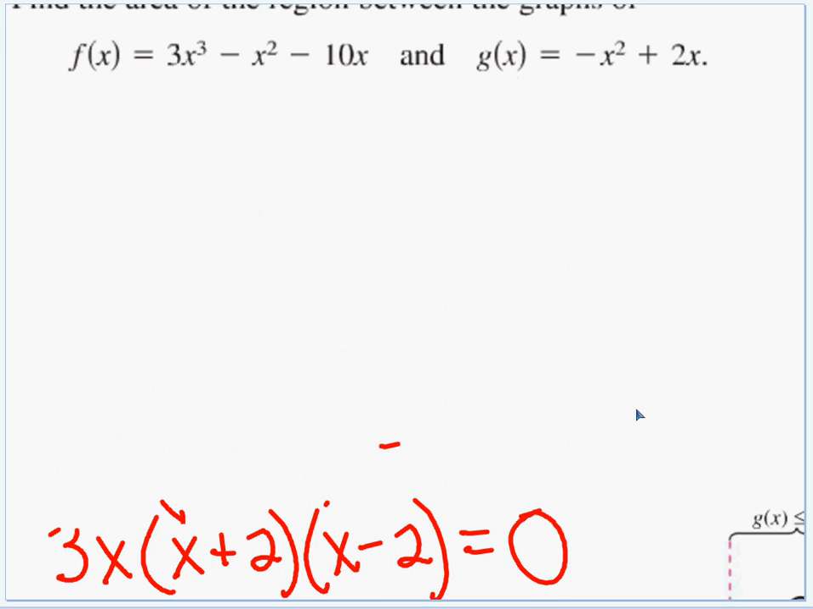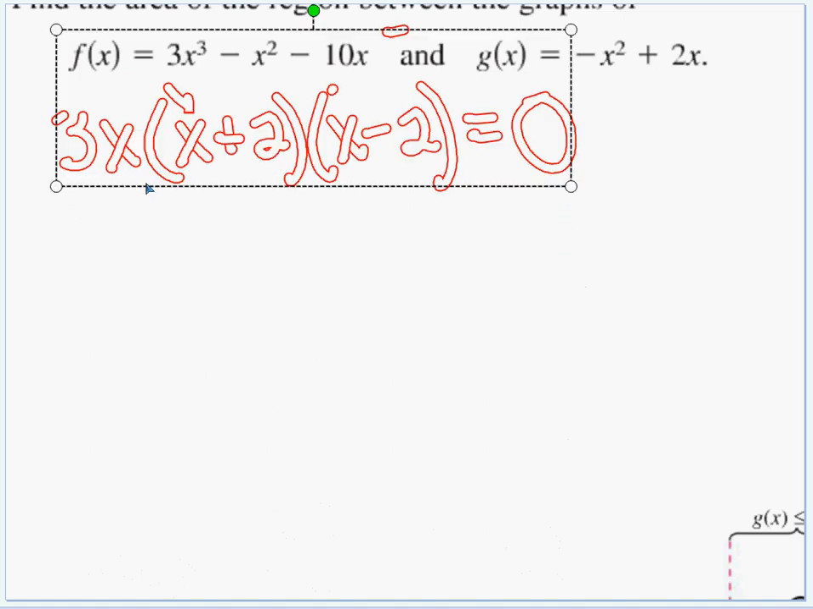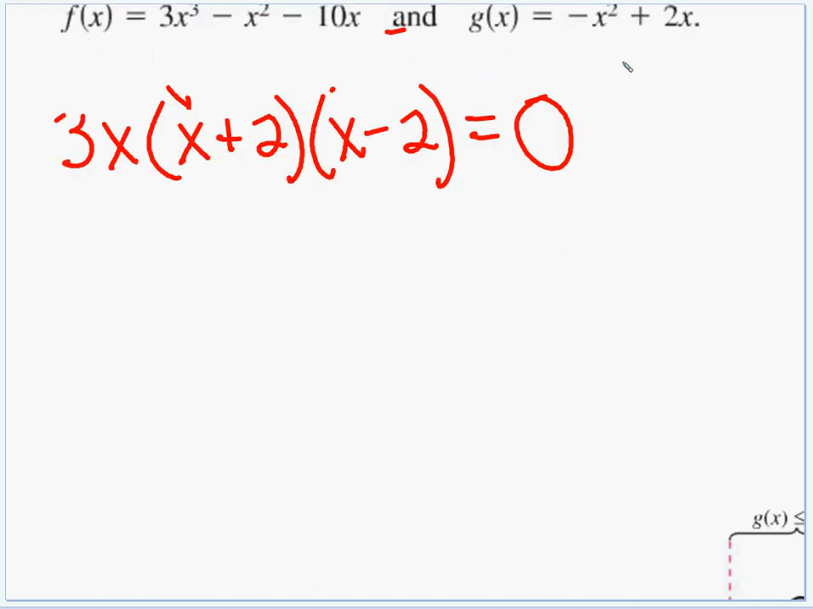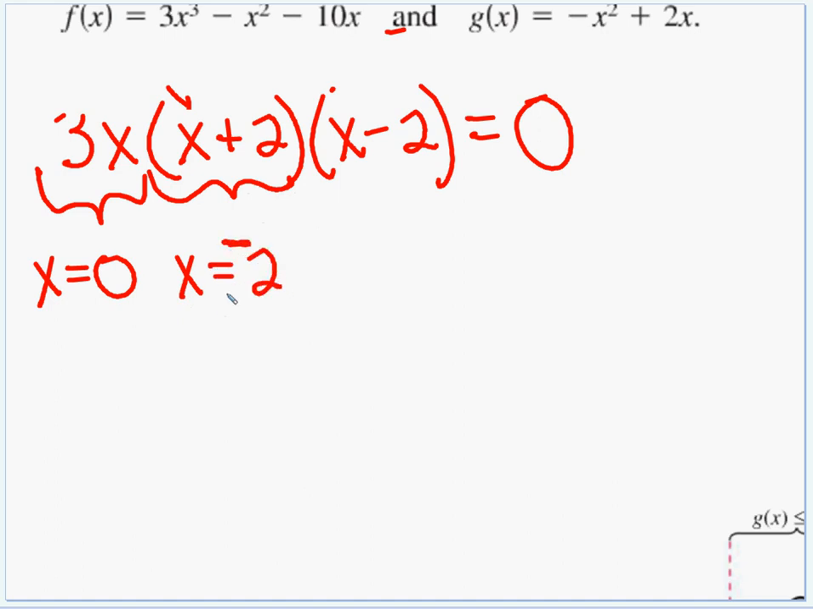So now we can set each of those 3 factors to 0. If I set 3x equal to 0, I get x is 0. If I set x plus 2 to 0, I get x is negative 2. And if x minus 2 equals 0, I get x is positive 2. So we know that this is where we intersect. At negative 2 we intersect once, we hit again at 0, we hit again at 2.